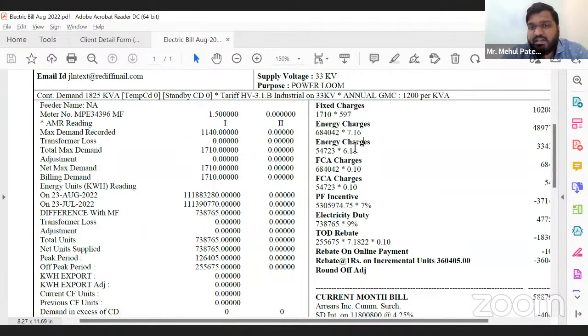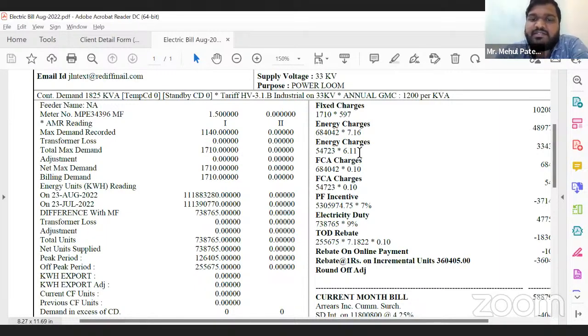Coming to the energy charges, 7.16 rupees per unit is what they charge for the industrial sector in this particular region. Sometimes it also varies from region to region within the state. For this customer, it is 7.16 rupees per unit for a particular time of the day. There are two energy charges mentioned over here: one is 7.16 rupees, another is 6.11 rupees. This basically is the time block that you are going to use.